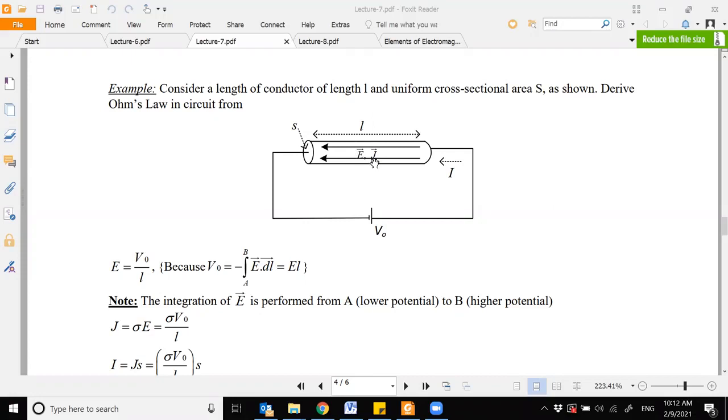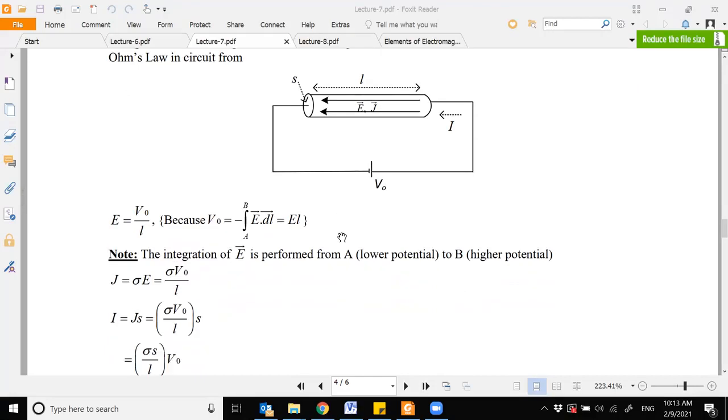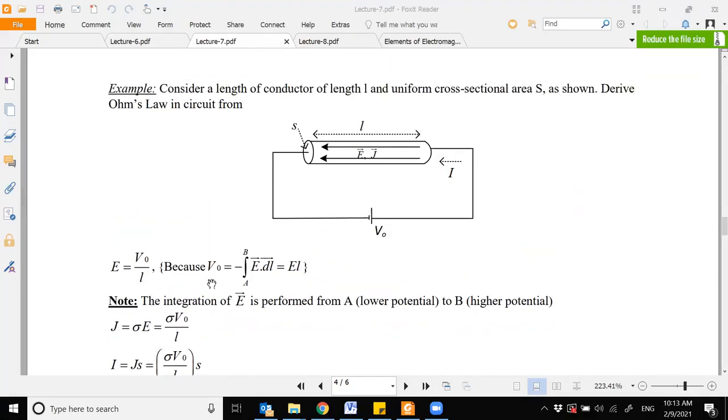And because of the electric field, you will have the current density, or the other way around. You can think of it the other way around, because if the current is in this direction, then the current density J bar, the conduction current density, will be in this direction. And because conduction current density is proportional to electric field, your electric field generated will also be in this direction. So now let us first find what is V0.